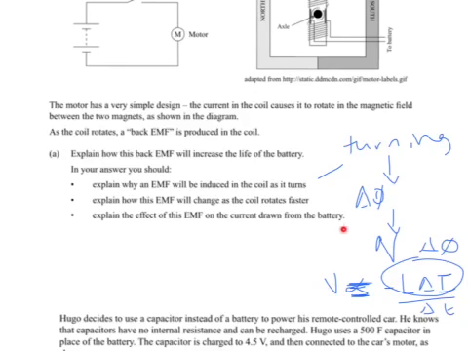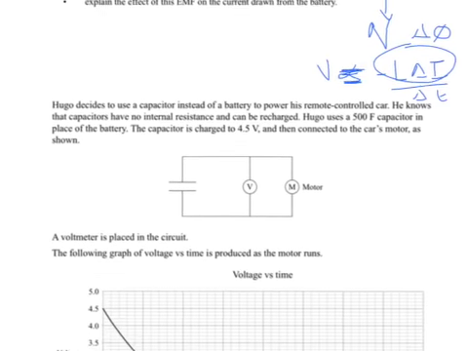Explain the effect of this EMF on the current drawn from the battery. So that's going to be, according to Lenz's law, in the opposite direction to the force which has produced it. So that's going to lead to a longer lasting battery, which is exactly what the question is getting to. It's limiting the amount of current in the coil from the battery, and therefore the battery will last longer. That's the whole question. I haven't written it all down, but hopefully you've got it from the commentary.